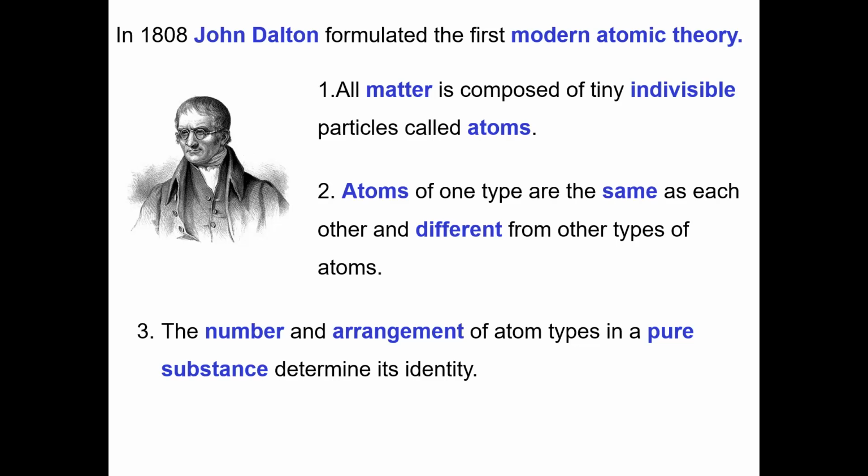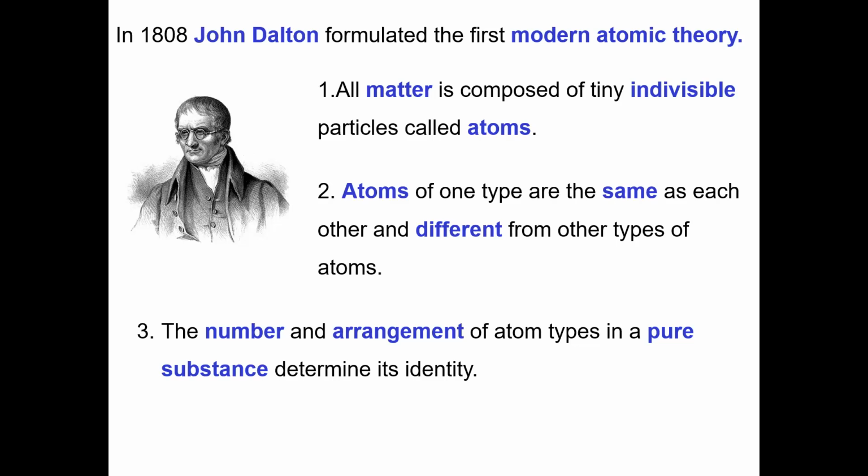The first modern atomic theory was written down by John Dalton in about 1808. There's different ways that this is phrased, but effectively, it's built up around 5 key ideas. First of all, Dalton said that all matter is composed of tiny indivisible particles called atoms, so he's just confirming the atomic model of matter.